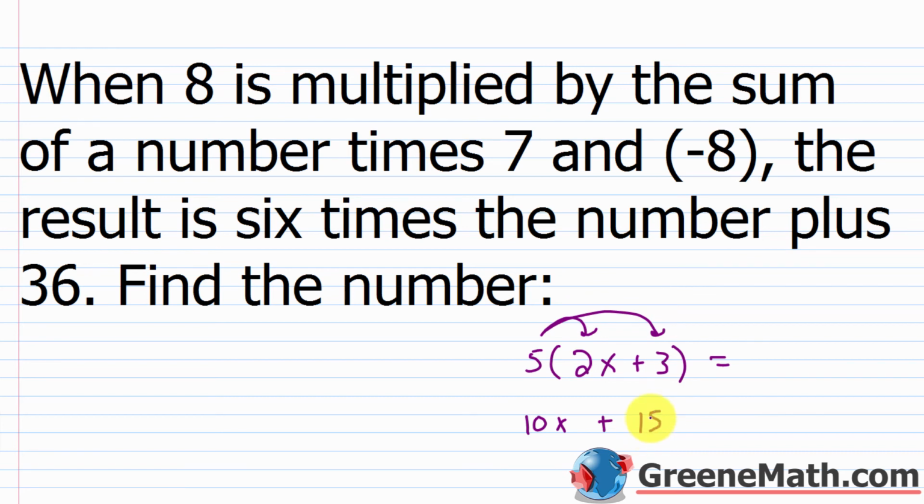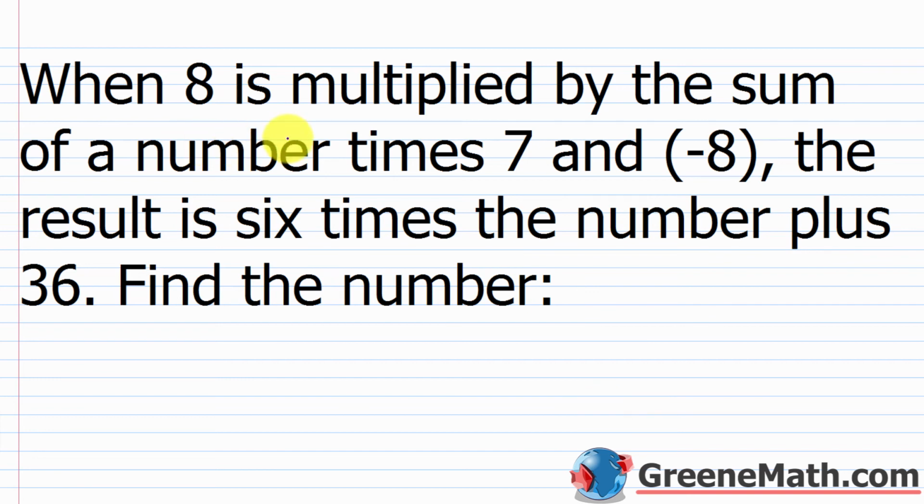So if I had told you I have 5 times the sum of 2x plus 3, you would have to write it this way because 5 has to be multiplied by the 2x and the 3. I can't just write it like this, which is a common mistake. Right now I'm just multiplying 5 times 2x. I'm forgetting about the 3. So it's important you understand that before we start trying to attack this problem.